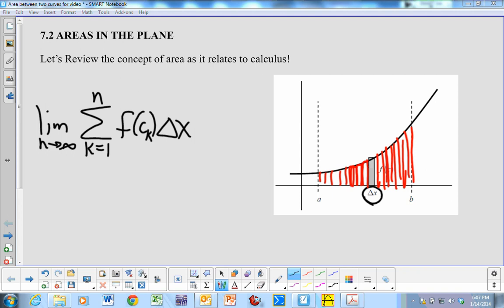And so you can see that in your notes, that page, that was that formula, and then that became the integral from a to b of f of x dx. Your delta x becomes your dx, and then you have your function, and we integrate from a to b. And so we've been doing that for a while.